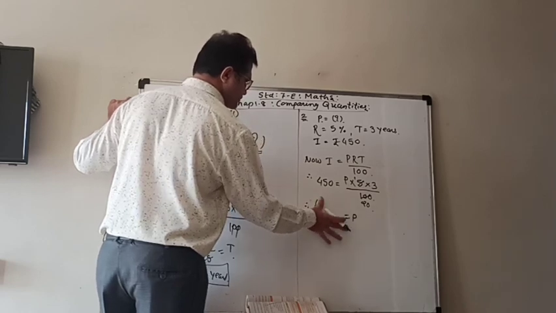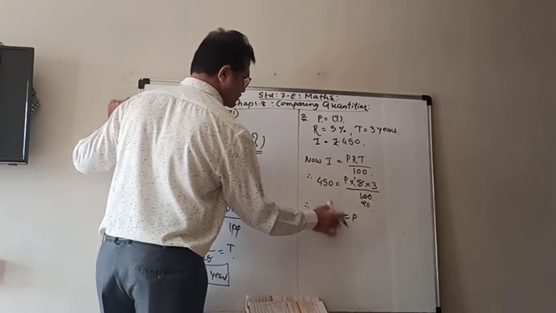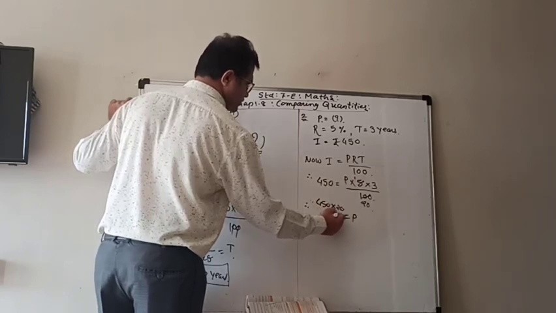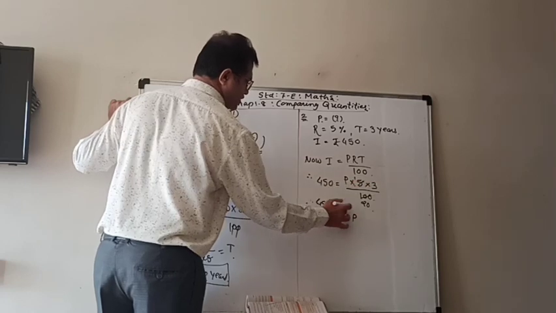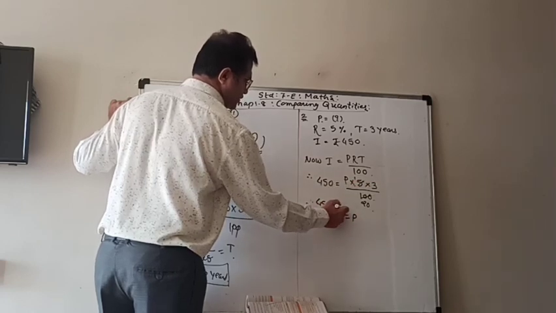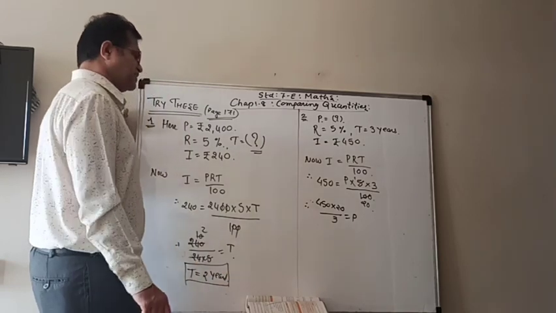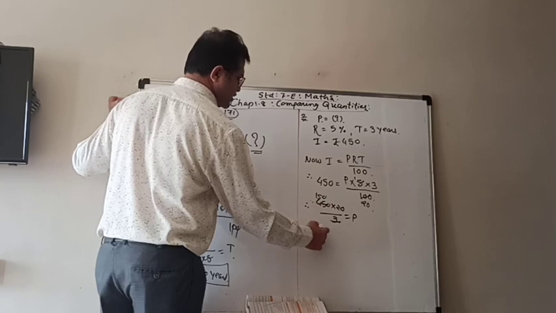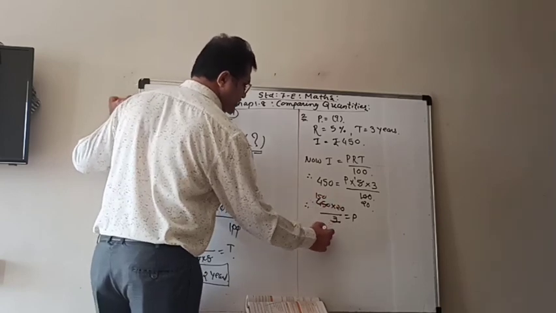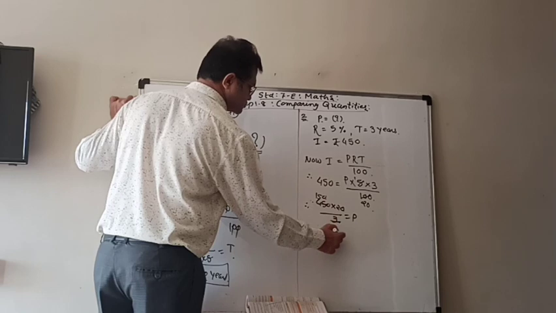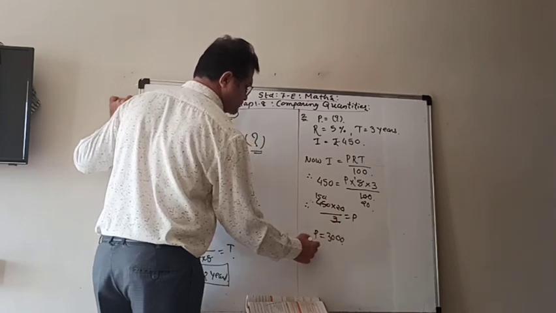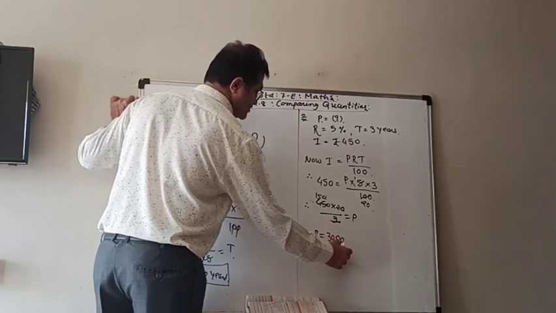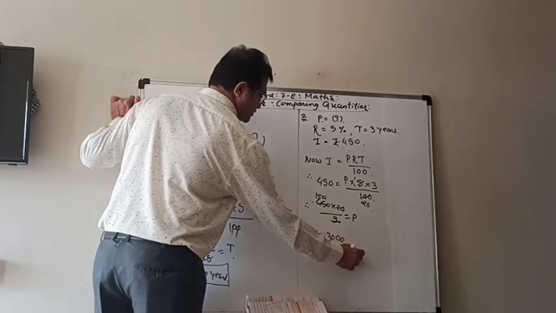So 450, 20 will come on the top and 3 will go in the bottom. Now cancellation, 15 3s are 45. So it is 150. So P is equal to 15 2s are 30 and then 2 zeros. Therefore, the sum is rupees 3000.